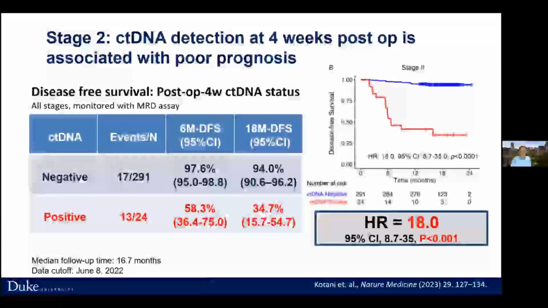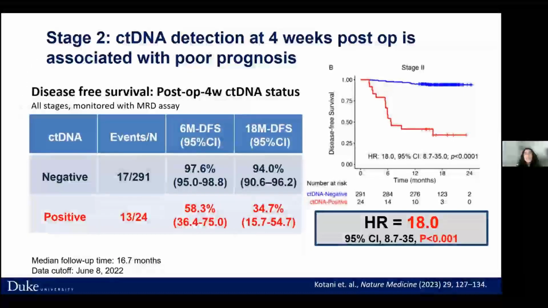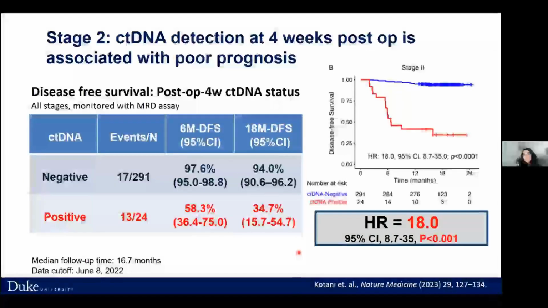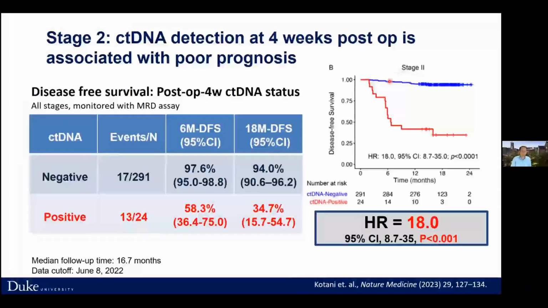So what do we know from the Signatera data, the GALAXY data set from Japan, specific to stage 2 disease? They only did high risk. They didn't do the... This is all stage 2. Okay. Yeah, so this is not just high risk. This is low and high risk together. This is the single postoperative time point, 4 weeks post-op. And for those people who are negative, the 18-month disease-free survival is 94%. Those who are positive, it's 34%. 18-fold higher risk of recurrence if it's positive compared to negative.